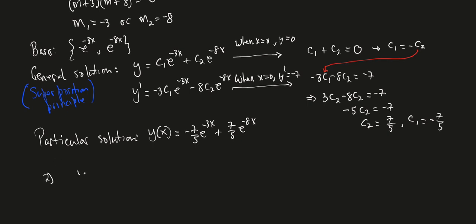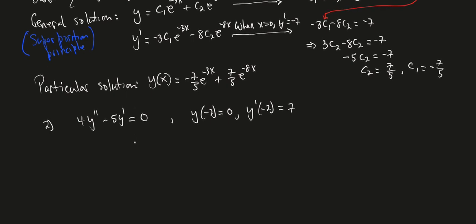Let's say we have 4y double prime minus 5y prime is equal to 0. And we have y of negative 2 is equal to 0, and y prime of negative 2 is equal to 7, right? So a couple interesting things will come up in this solution. For one, you notice that we only have two terms, a second derivative and a first derivative term. We don't have just the y term, but that's fine. It just means that that coefficient is 0.